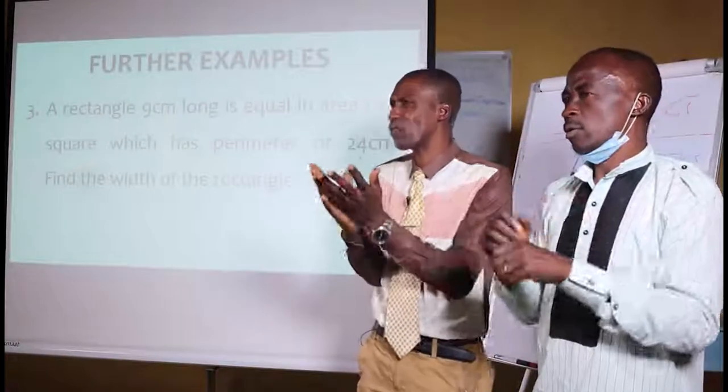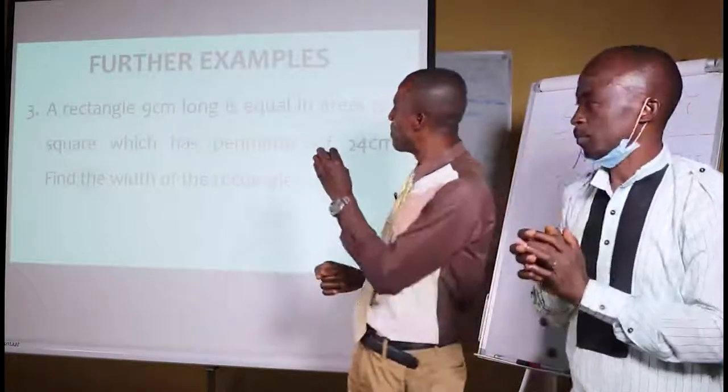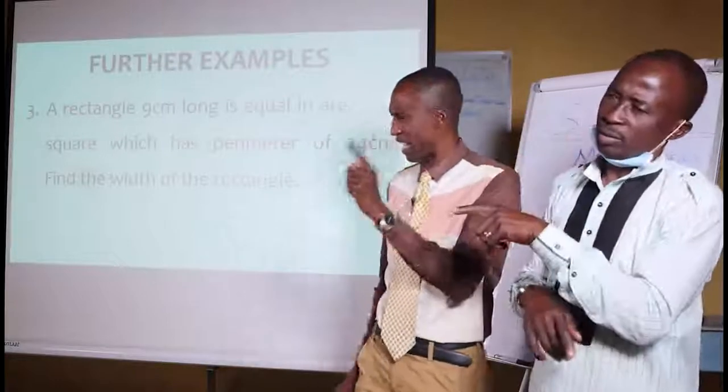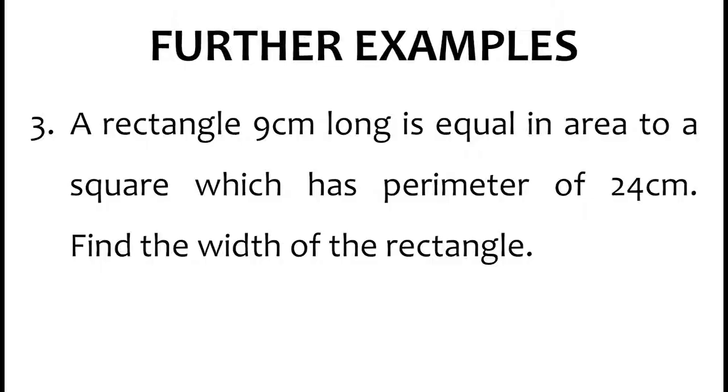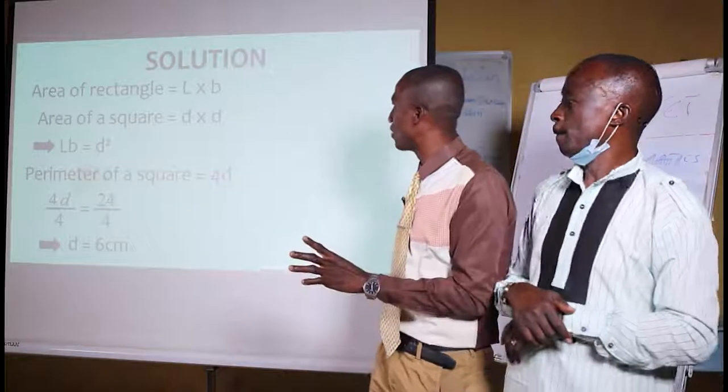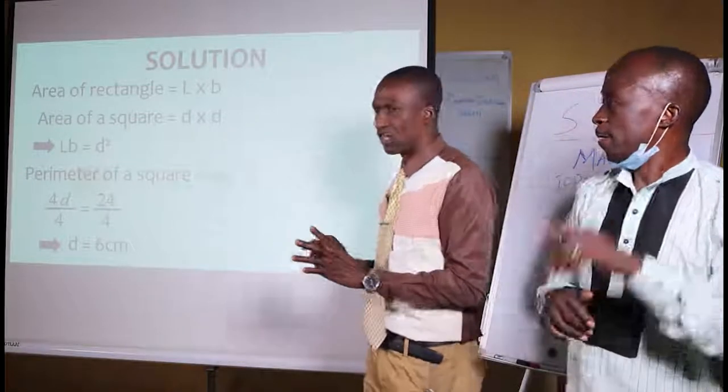Take note of that. That is where you need to know, because if you miss this point, then certainly you can't arrive at the accurate result. So you must bear in mind that the area of the rectangle here, which is length times breadth, is equal to the area of the square, which is d square. Now, LB equals d square.